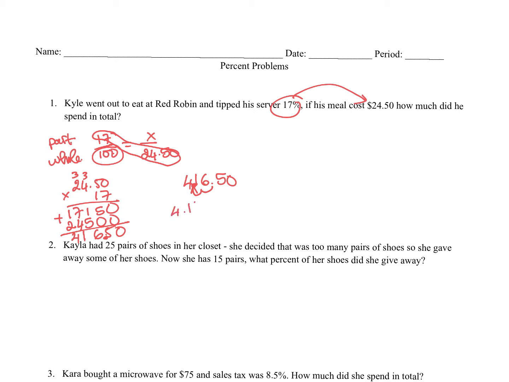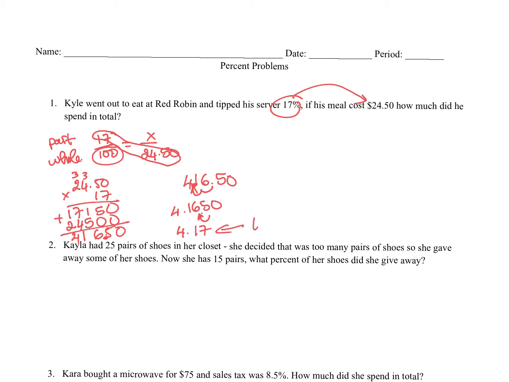4.1650, because it's money, you have to round it to the nearest hundredth. So this one will need to be rounded to $4.17. That's just the tip.